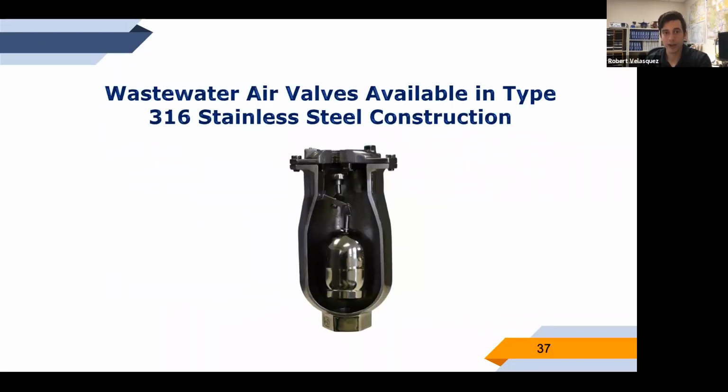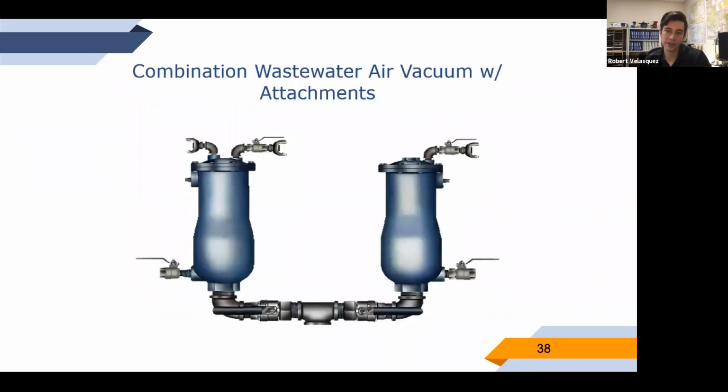We do also have our air valves, especially for wastewater, with 316 stainless steel and other materials in order to resist corrosion, especially if you have aggressive solvents or chemicals in your system. Here's a kind of interesting little application where we've got two combination air vacuum and air release valves. They're put on a T so that they both can work together, and then you can shut one and do maintenance on the other, and so you still have protection from vacuum conditions.